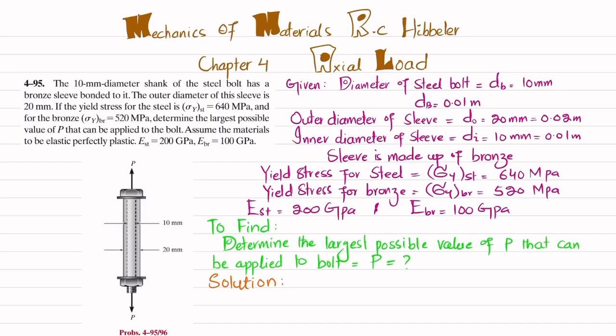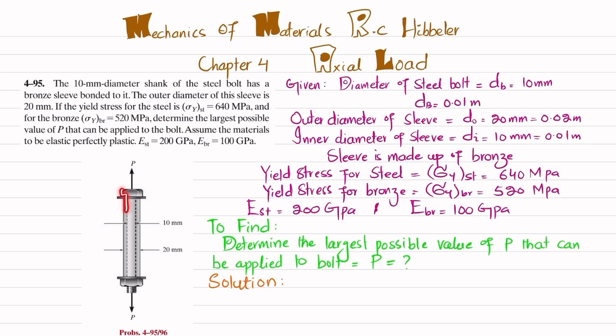Welcome back. In this video, we are going to solve problem 4-95 that is taken from chapter number 4, Axial Load, and the book name is Mechanics of Materials by R.C. Hibbeler. So the statement is: the 10 mm diameter shank of a steel bolt has a bronze sleeve bonded to it. The outer diameter of this sleeve is 20 mm. If the yield stress for steel is 640 megapascal and for the bronze is 520 megapascal, determine the largest possible value of P that can be applied to the bolt. Assume the material is perfectly plastic. Elasticity of steel is 200 gigapascal, and for bronze it is 100 megapascal.